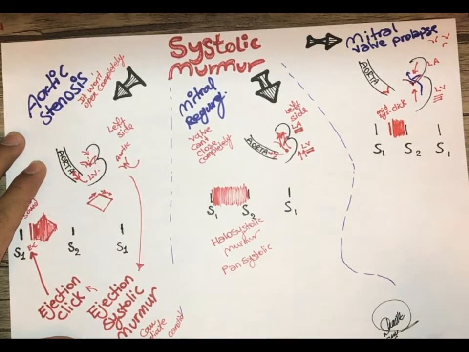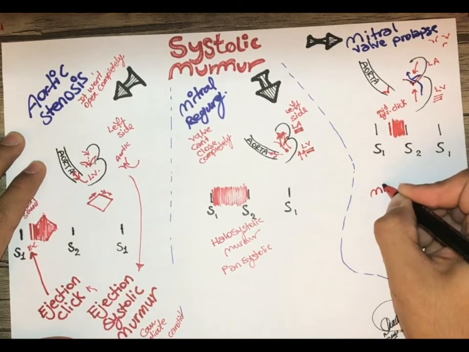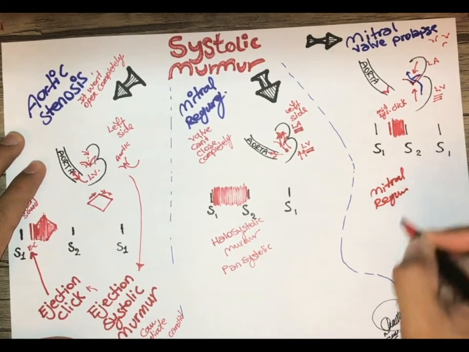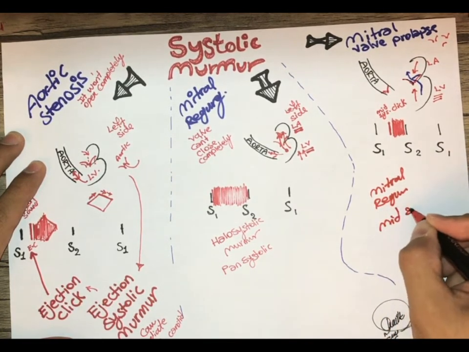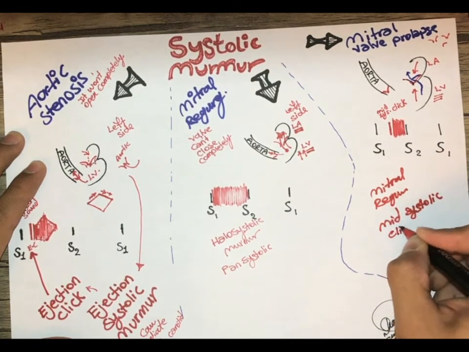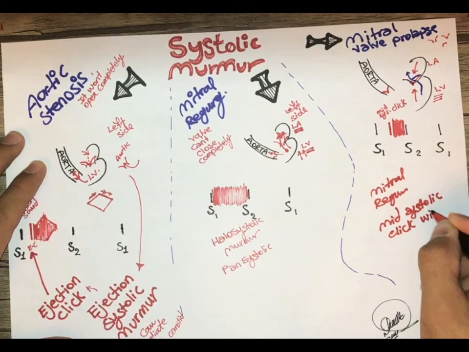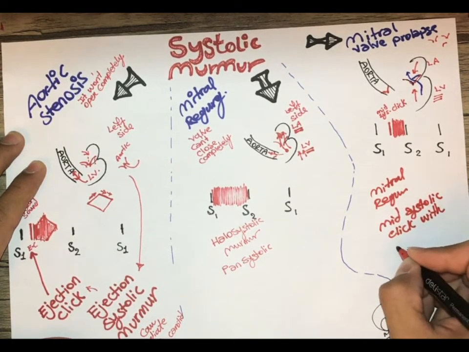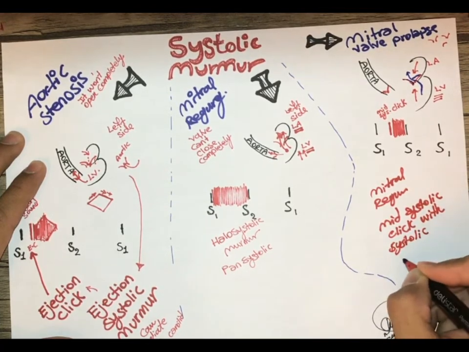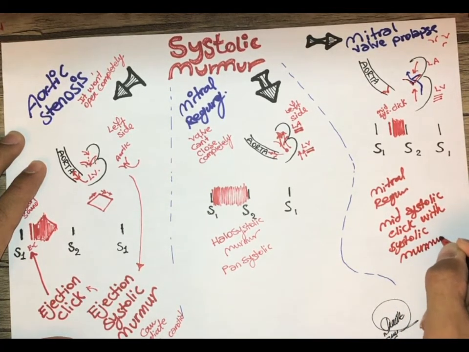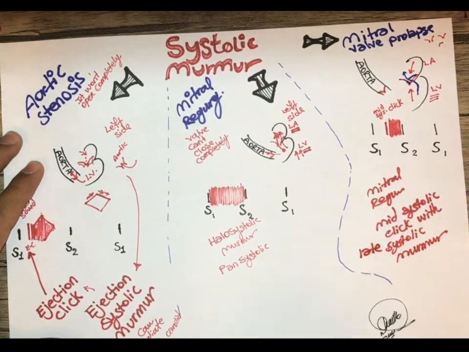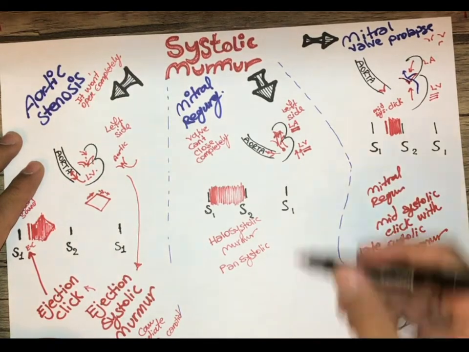So the total is that in case of mitral valve prolapse, there is a mid-systolic click with a systolic murmur, a late systolic murmur. So this is the idea.